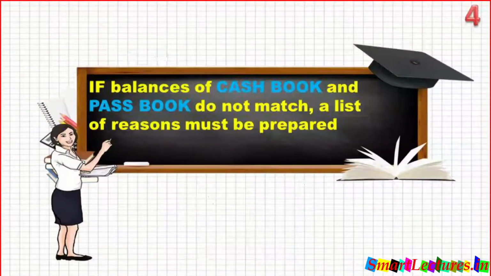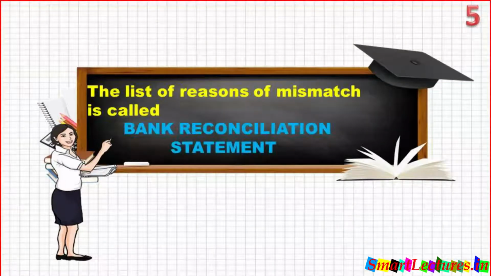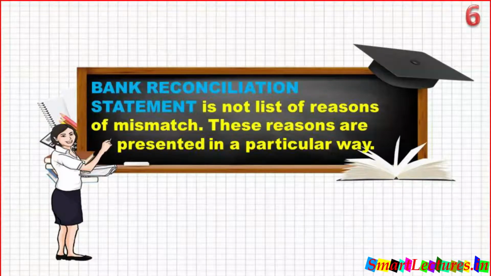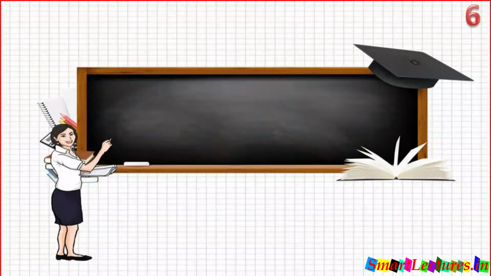Number 4, if balances of cash book and passbook do not match, a list of reasons must be prepared. And number 5, that list of reasons of mismatch is called bank reconciliation statement. Number 6, bank reconciliation statement is not just simply a list of reasons of mismatch. These reasons are presented in a particular way. Let's start practical questions and let's see how the question will be given to you and how the solution will be presented by you. This is the question.